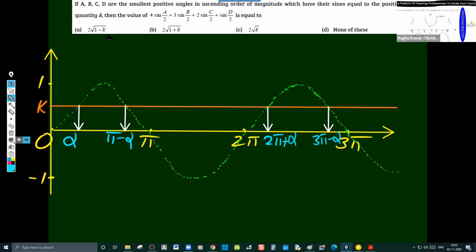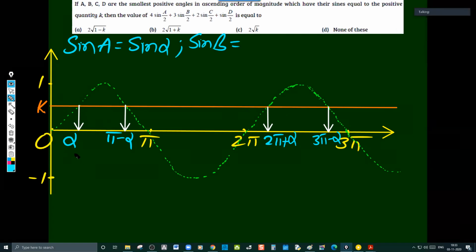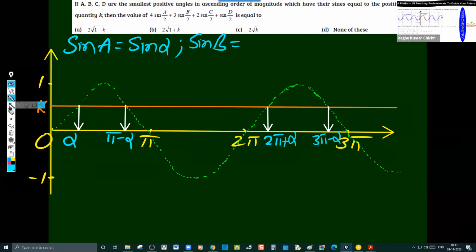So, what is sin A? Therefore, let us write the values now. Therefore, sin A is sin alpha. Correct or not? Yes, sir. This is A. What I'm saying, this is A, this is B, this is C, this is D.